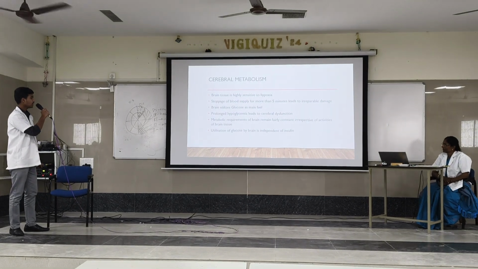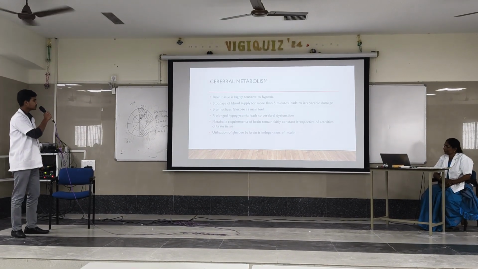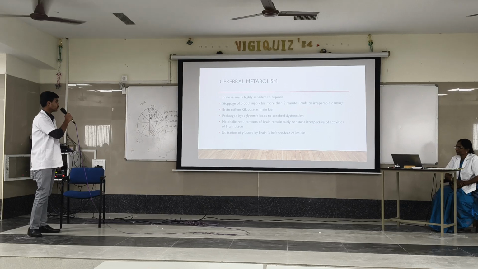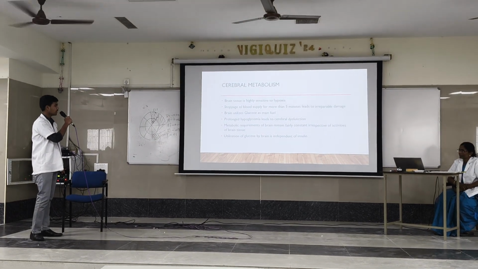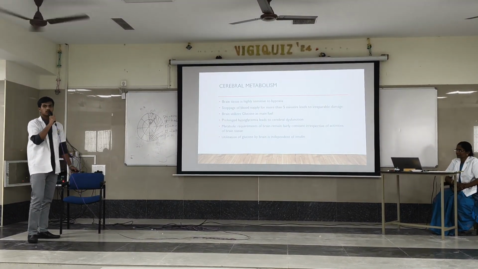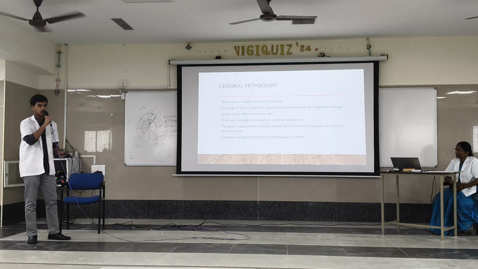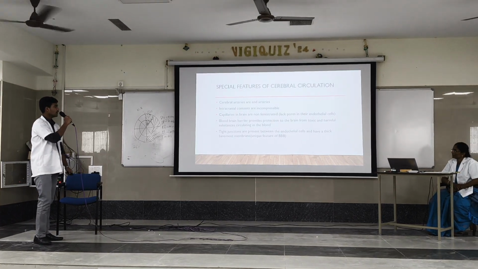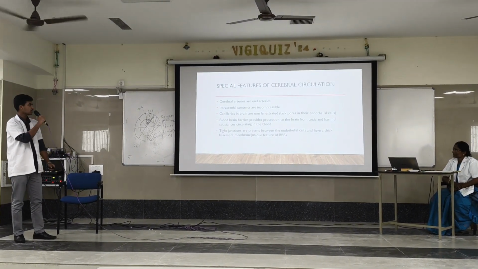Metabolic requirements of the brain remain fairly constant irrespective of the activities of the brain tissue. Utilization of the glucose by the brain is independent of its rate. So this is a very peculiar character of brain tissue. So coming to special features of cerebral circulation.